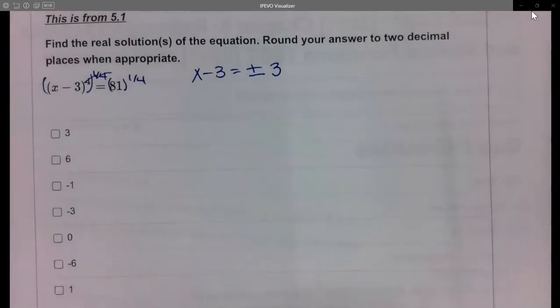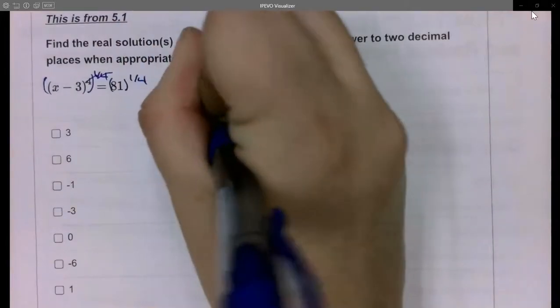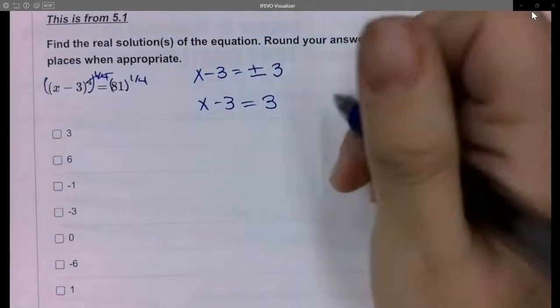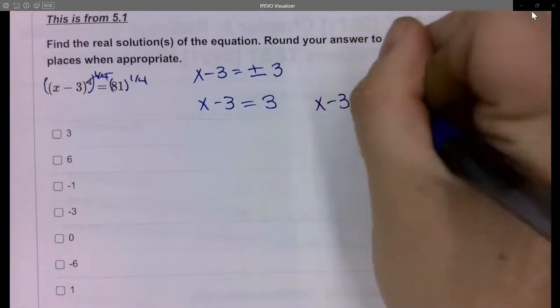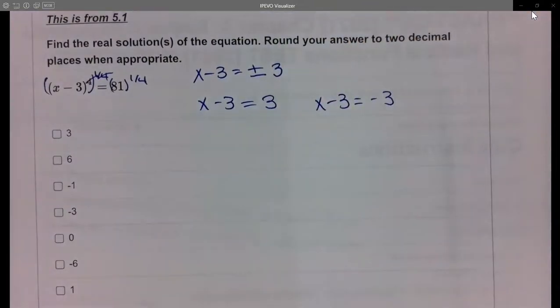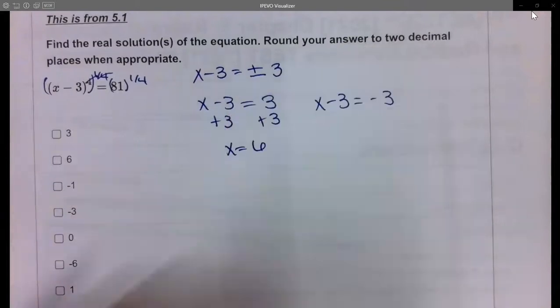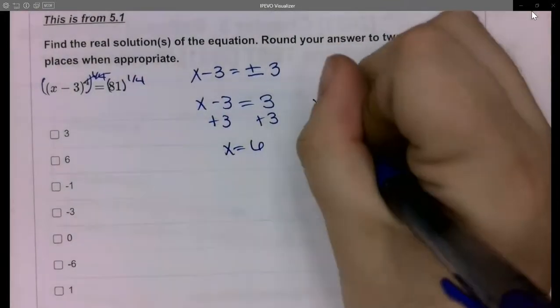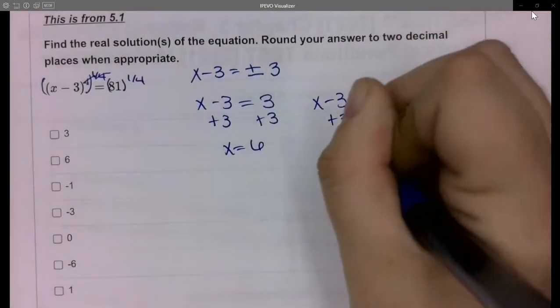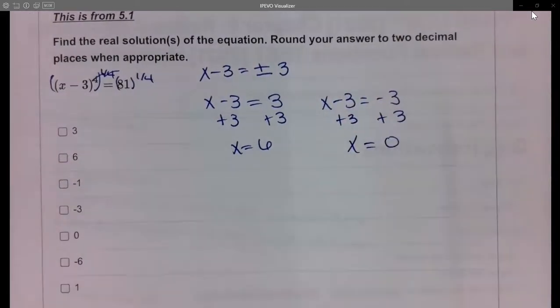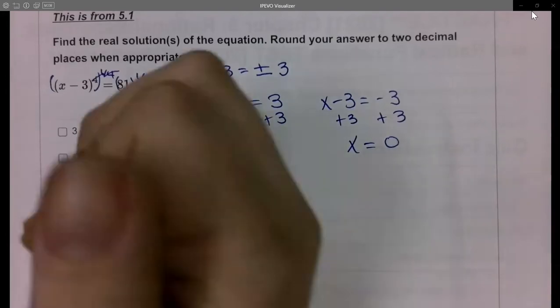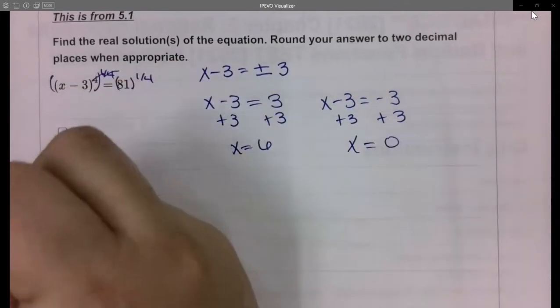Then because I have a plus and minus, I want to go ahead and split this up into 2 equations. So I'm going to have x minus 3 equals 3, and x minus 3 equals negative 3. Then I want to solve each equation for x. On this one, I want to add 3 to both sides. I get x equals 6. Over here, I want to add 3 to both sides. I get x equals 0. So 6 and 0.